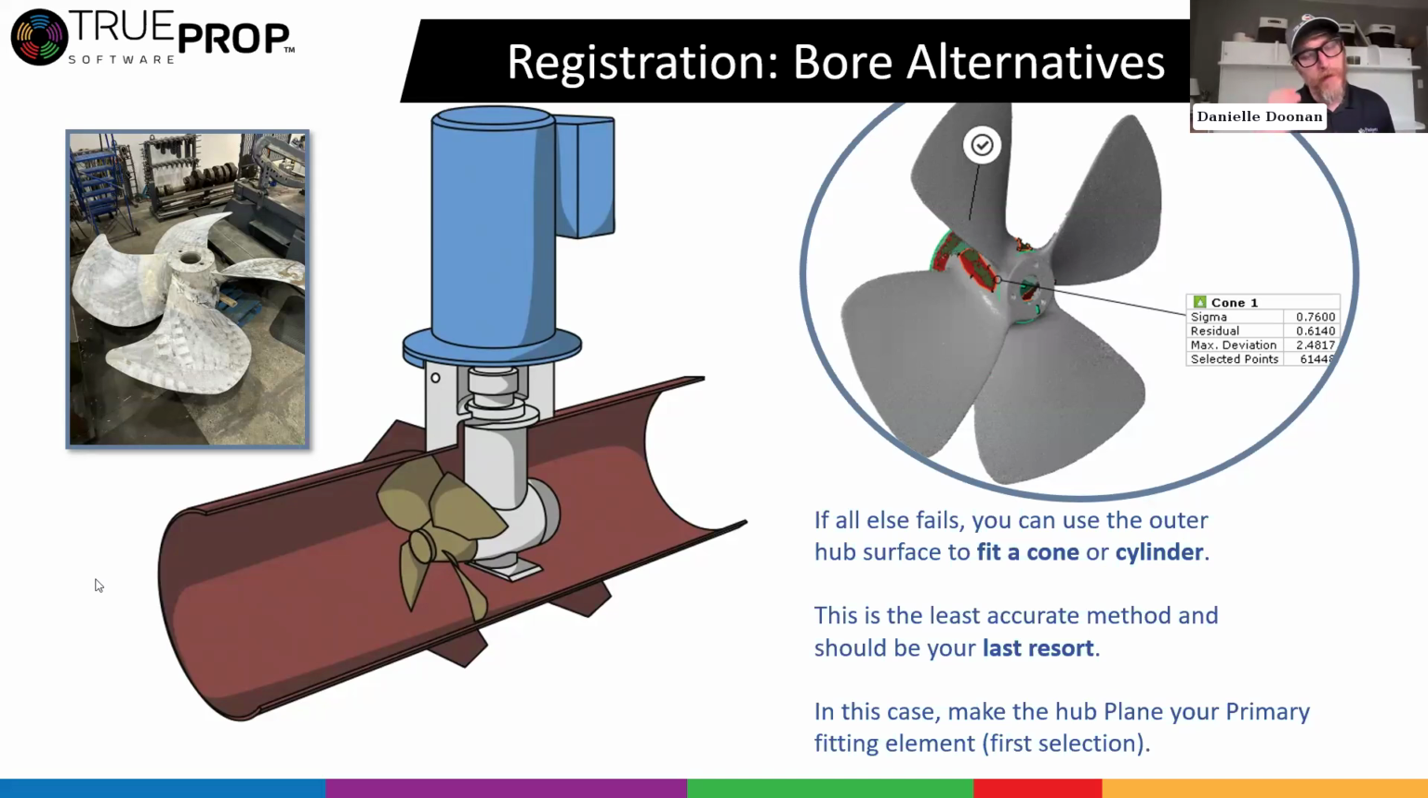So this is not ideal, because this thing gets cast with a pilot bore, and then someone shoots a bore through it. While it should be perfectly centered in the hub, and the hub should be a nice cone, there's really no guarantee that it is, so it's not an ideal surface.